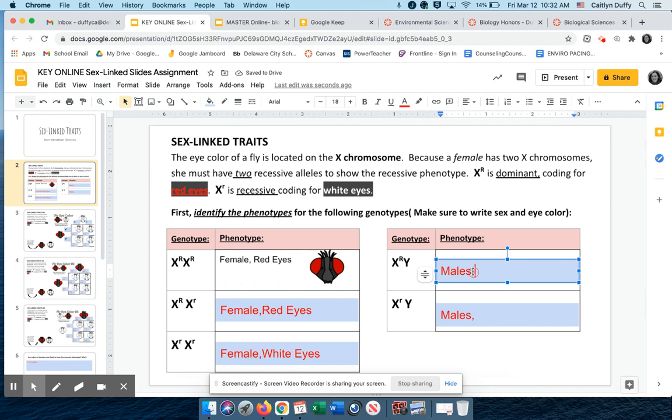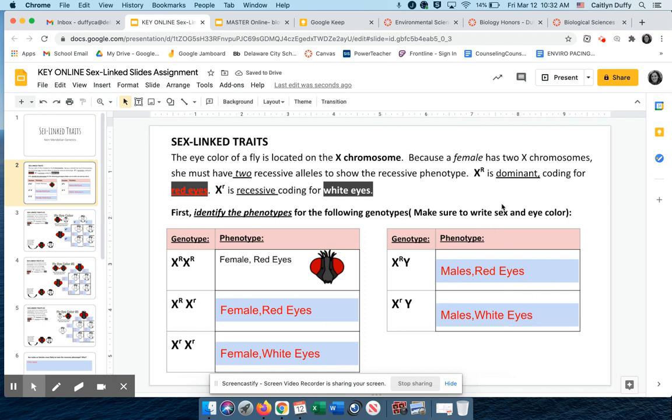This male, there is no heterozygous option because Ys are not going to carry this trait at all. So X big R, this would be a red-eyed male. And this male would be white-eyed. This is going to be a great key. So when you are taking the assessment and doing activities, always identify the phenotypes and genotypes in the very beginning so you can go back and refer to that, okay? We're going to come back to slide 2 when we need it.